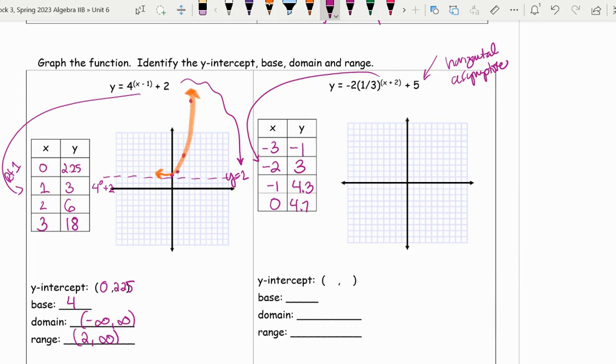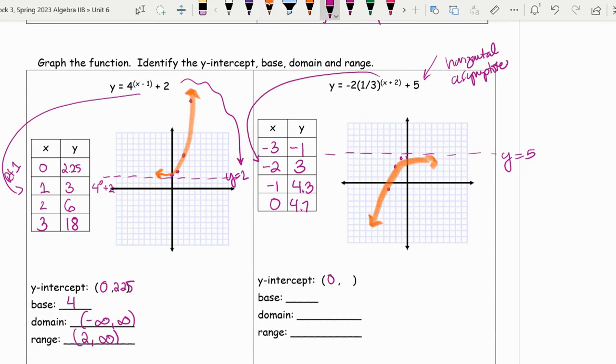So we graph the horizontal asymptote at 5. 2, 3, 4, 5. So go back 3, down 1. Back 2, up 3. Back 1, up 4.3. 0, 4.7. This is kind of a strange graph because of that negative 2 in front. It does strange things with it. It flips it over the x-axis.